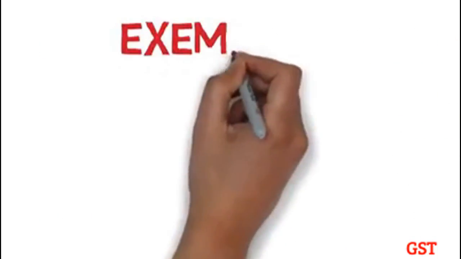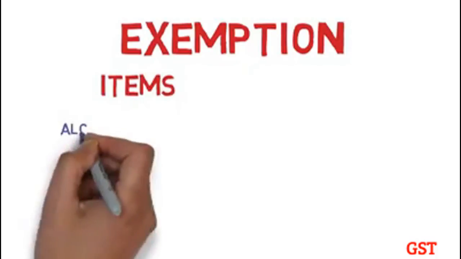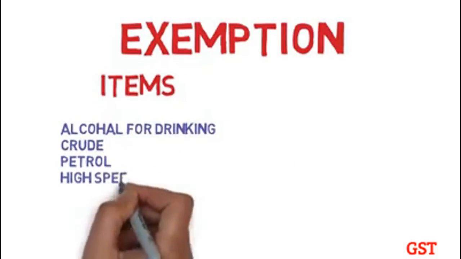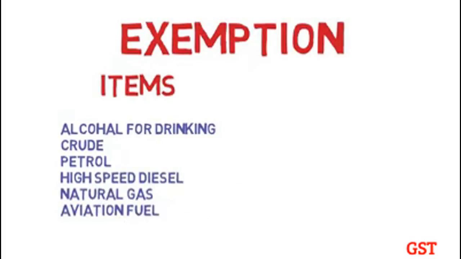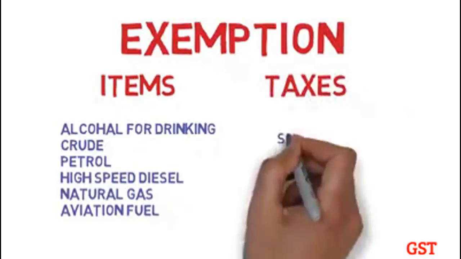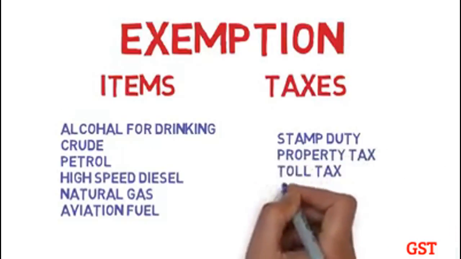There are some items which are exempted from the GST: alcohol for human consumption, petroleum products like crude, petrol, high-speed diesel, natural gas, and aviation turbine fuel. There are some taxes also which are exempted: stamp duty, property tax, toll tax, electricity duty, etc.